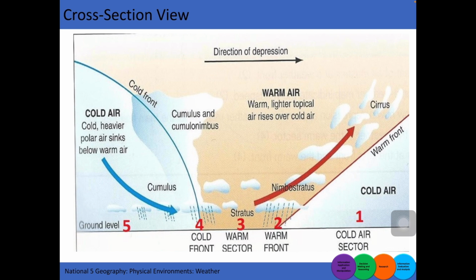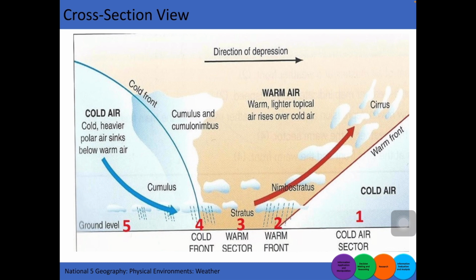At stage 2, closer to the ground, we can see the warm air sector and the cold air sector having much more contact. And here we have nimbostratus clouds. These nimbostratus clouds will give you drizzle or steady rainfall.